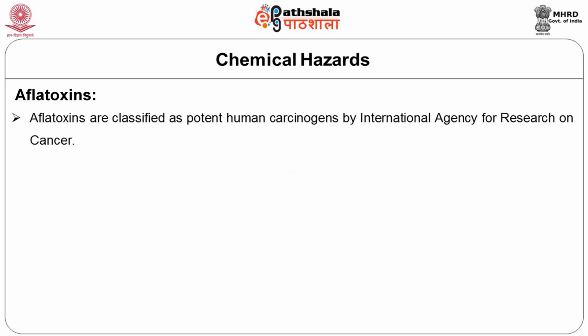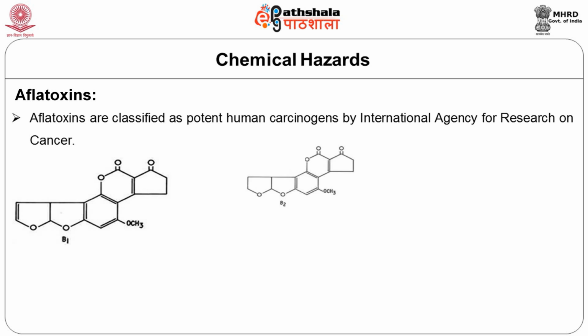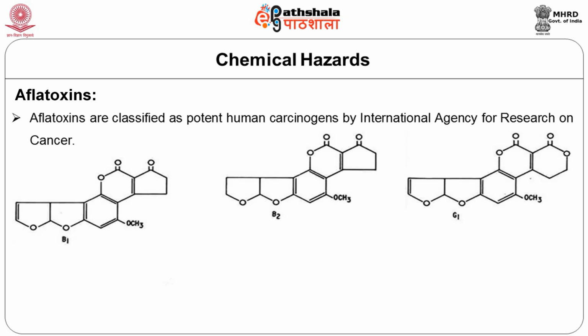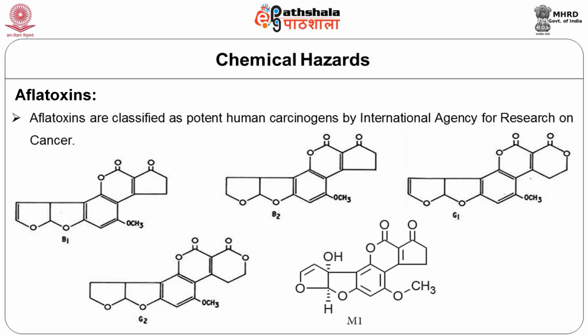What are the aflatoxins? Aflatoxins are classified as potent human carcinogens by the International Agency for Research on Cancer. This is the international agency which classifies them based on the available literature. They are produced by Aspergillus flavus and Aspergillus parasiticus. These are the 2 fungi which produce these particular toxins. There are 5 different aflatoxins, namely aflatoxin B1, aflatoxin B2, G1, G2, and another one which is found in milk, called aflatoxin M1.